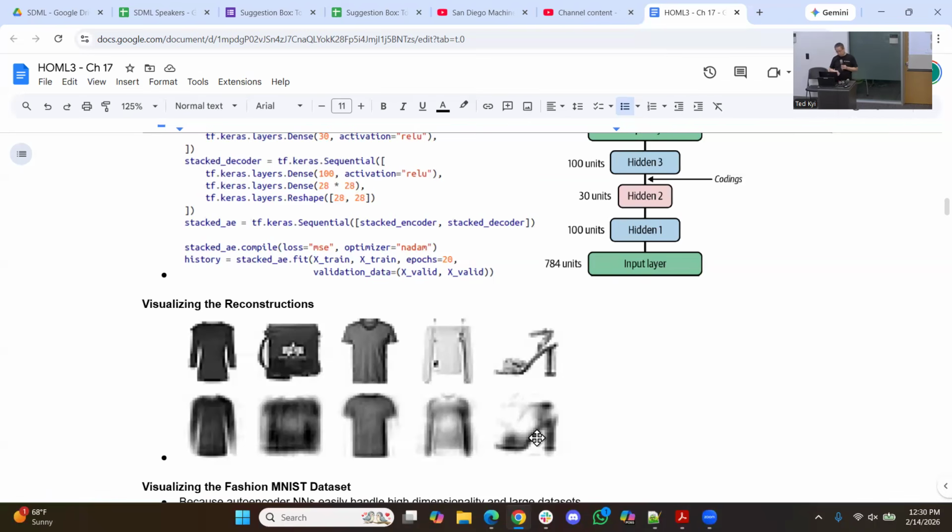All right, so I went pretty fast, but the key idea here is that we are trying to reconstruct our inputs. Let me check the chat real quick.